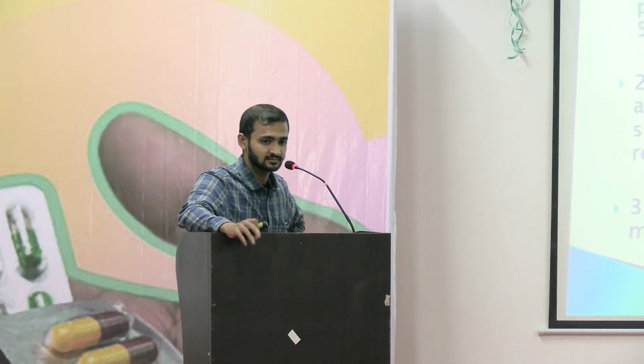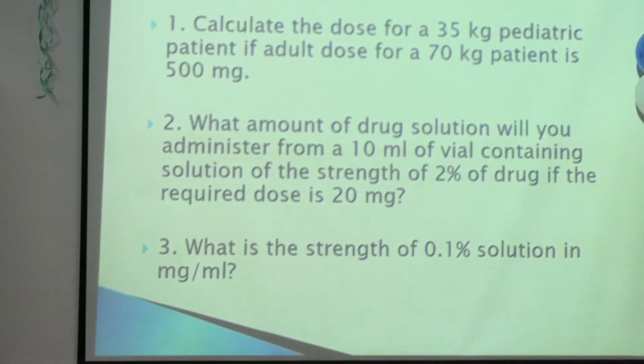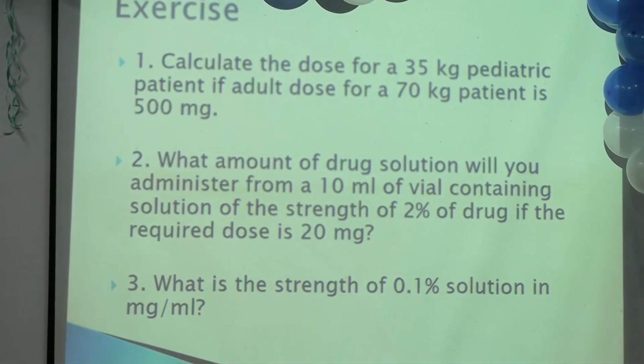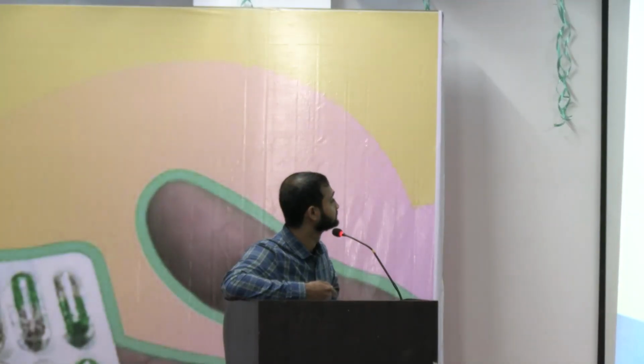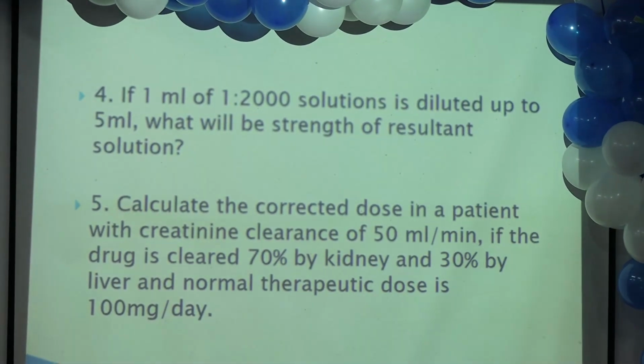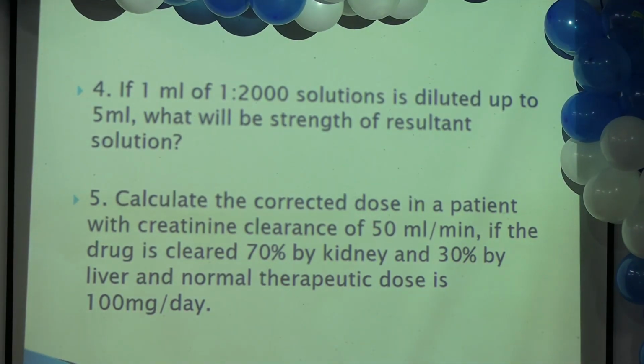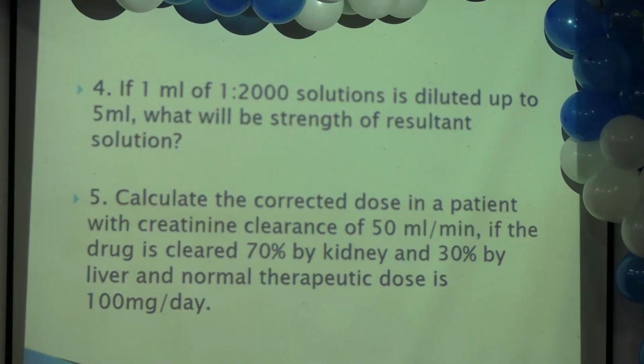Understood? Any confusion here? This was easy. Can I move to the next slide? Okay. So the next problem is, if 1 ml of 1:2000 solution is diluted up to 5 ml, what will be the strength of the resultant solution? What will be the strength? Can you tell?